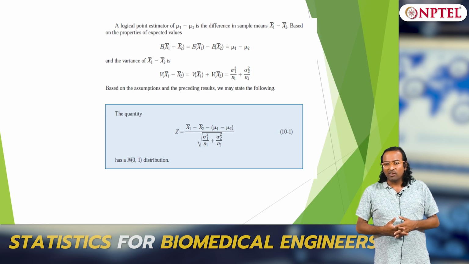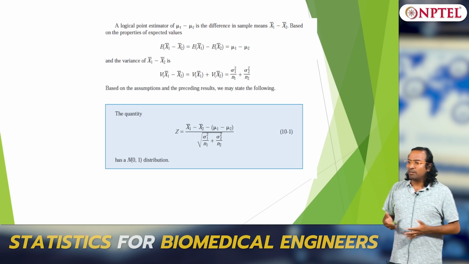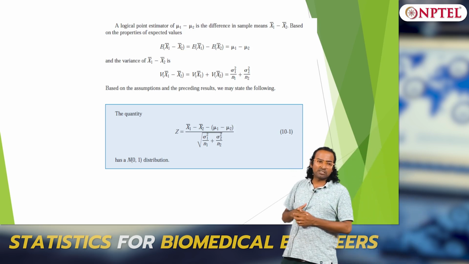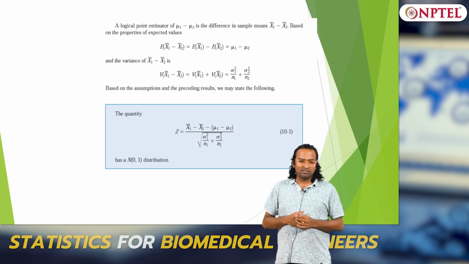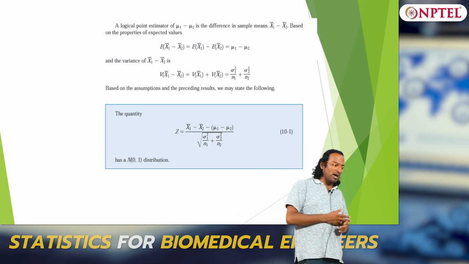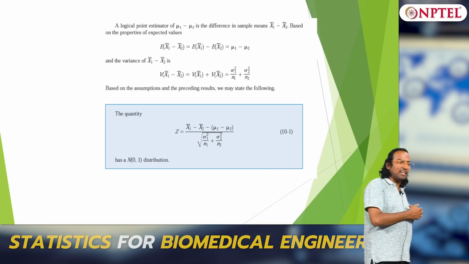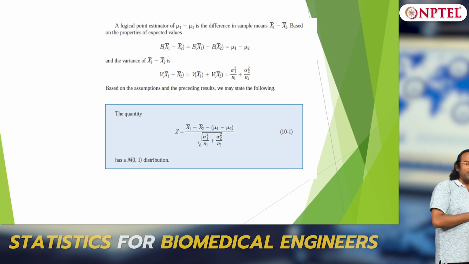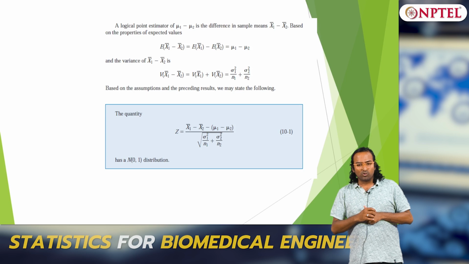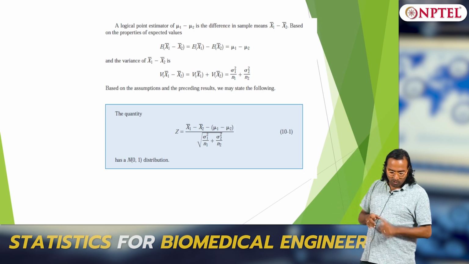So we are always comparing, and when we start comparing, we have a comparison with another benchmark, another sample, another population. That is why we have x1 bar and x2 bar, representing sample means from the populations, as estimates of mu1 and mu2. So we have mu1 minus mu2.